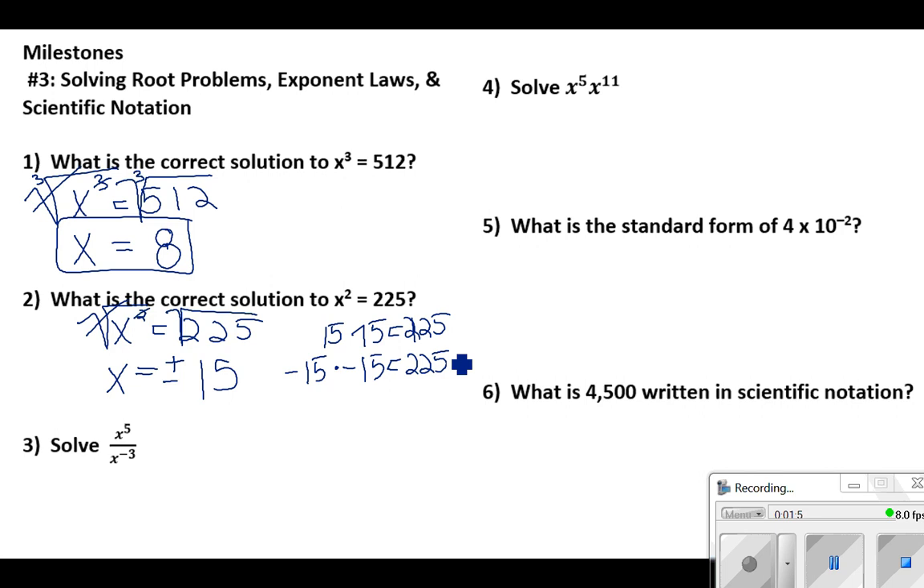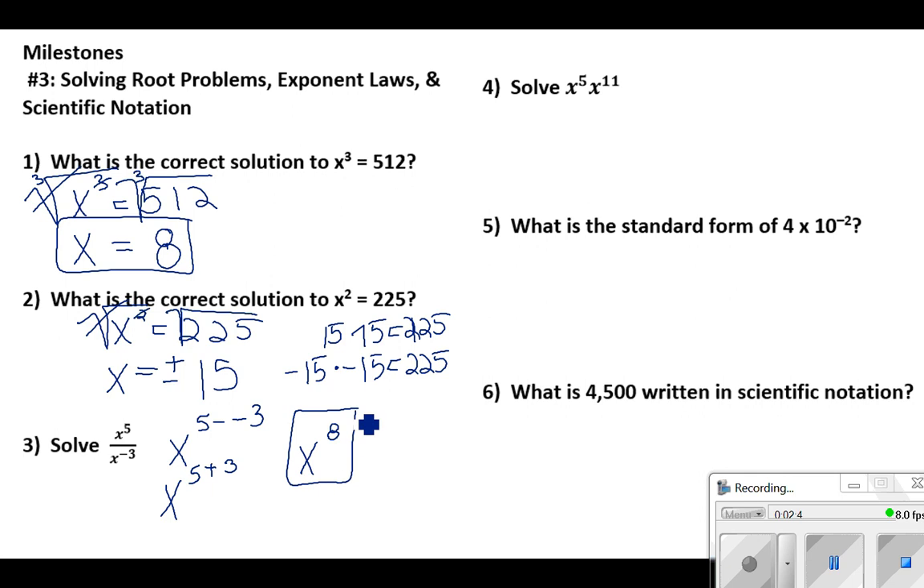Question number 3, x to the 5th power divided by x to the negative 3rd power. For this one, you're going to look at the green foldable that we made. Look for the division part. For the division, it says to keep the base, in this case that is x, and subtract the exponents. So 5 minus, for our subtraction sign, negative 3. That would equal x to the 5th power plus, because two negatives make a positive. So our final answer is x to the 8th power.